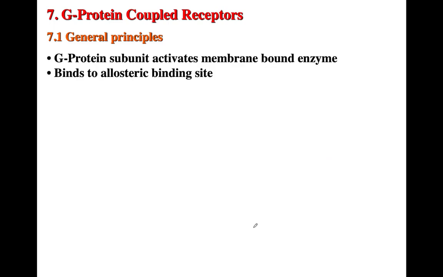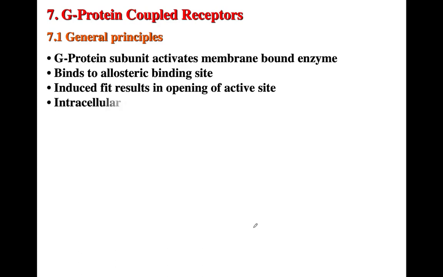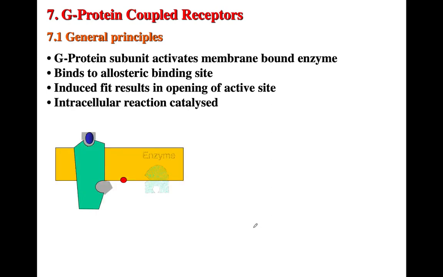All right, so as we see here, the G proteins don't bind to where the messenger binds. They bind to an allosteric site. The induced fit is going to result in the opening of an active site, and then an intracellular reaction is going to be catalyzed. Again, the active site is closed.